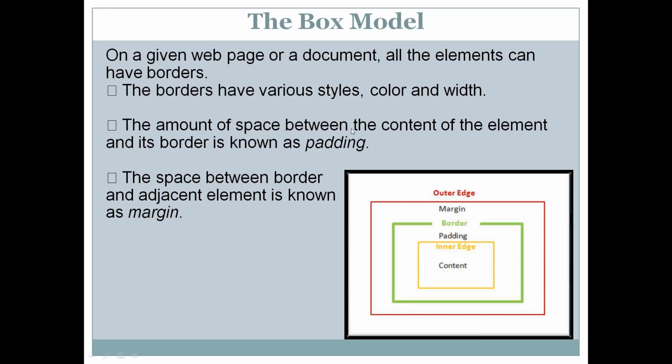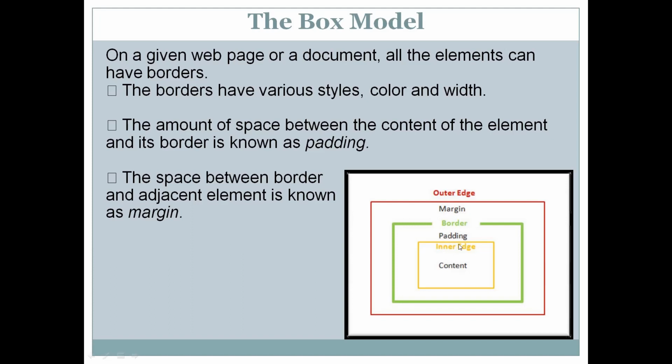The amount of space between the content of the element and its border is known as padding, as it is shown in the diagram. You can see, this is the content of our element, like you can take a paragraph tag, and this is the content of a paragraph tag, and the distance between the border, this is the border of the paragraph tag, and its content, is called padding. Like in the case of a table also we have studied padding, the content and the inner boundary of a cell. So here also you can see padding, the content and the inner border.